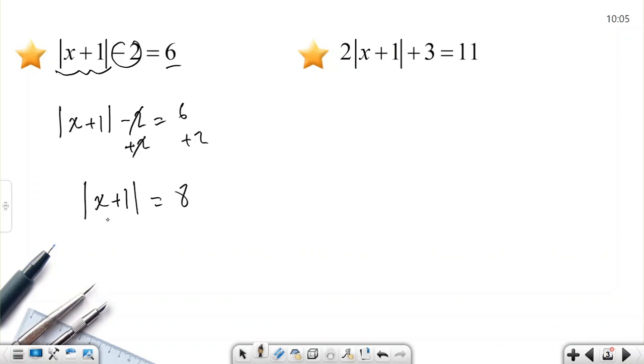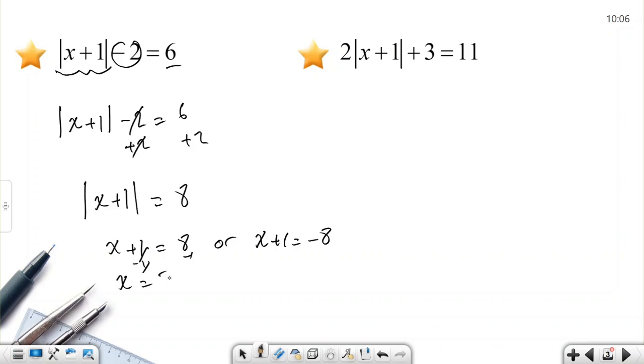So I can solve this equation because now the absolute value of the expression is equal to 8. Because this is the distance from 0, it can be 8 or -8. So x plus 1 can be 8, or x plus 1 can be -8. X is equal to -1, so on the axis x is here.